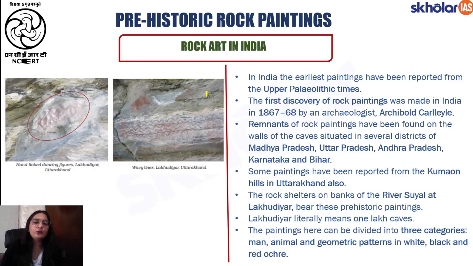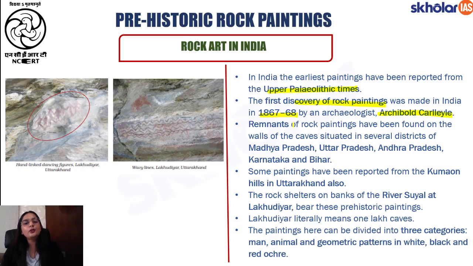Okay. Now students, I would like to specifically talk about the rock art in India. As I have just told you, the rock art is something that started to be shown in the upper Paleolithic time period, and in our country, the first discovery of these rock paintings was done by an archaeologist, that is Archibald Carlyle, in the year 1867 to 1868. So you have to remember the name of this archaeologist, and that he was the person who had discovered for the first time rock paintings in our country.